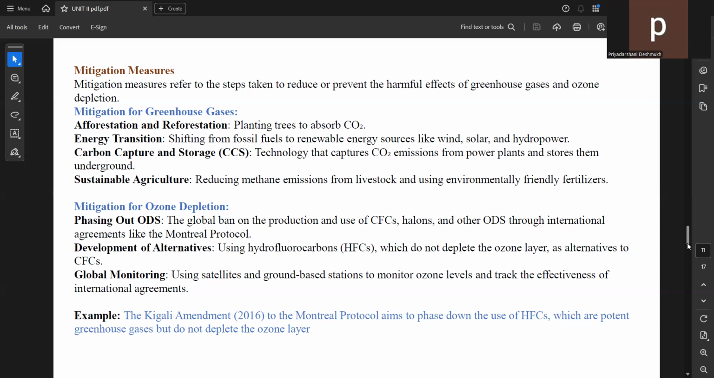Here, for example, it is given the Kigali Amendment. This amendment to the Montreal Protocol aimed to phase down the use of HFCs, which are potent greenhouse gases but do not deplete the ozone layer. So we have to understand these things. We should use the alternative sources to minimize this ozone layer depletion.